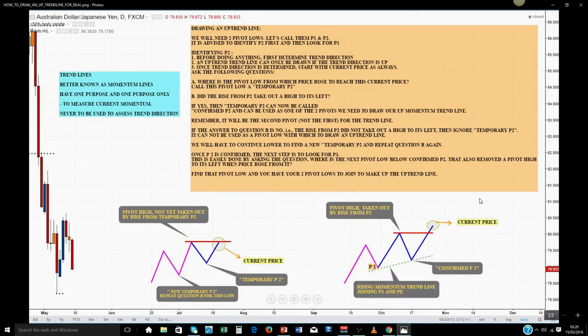Okay, now same process for uptrend lines, just flipped on its head. Okay, just turned around. So again, we need two pivot lows. They must be the two most recent pivot lows, the two pivot lows that are closest to current price. Again, we'll call them P1 and P2. Always look for P2 first, whether you're drawing a downtrend line or an uptrend line.